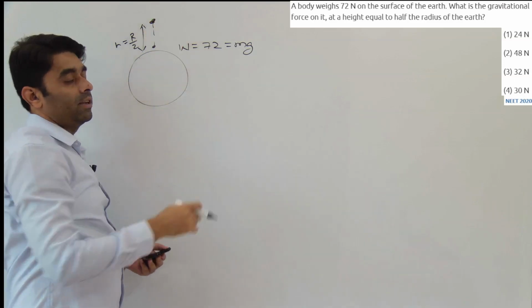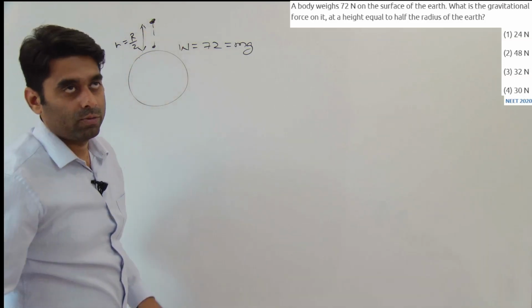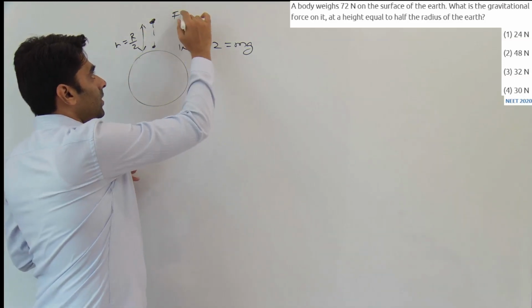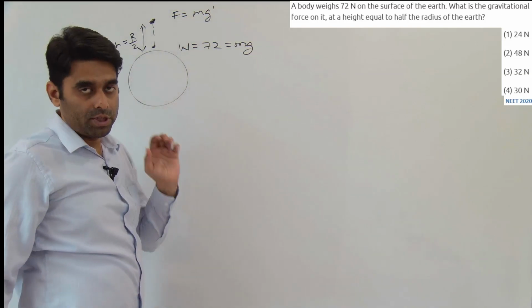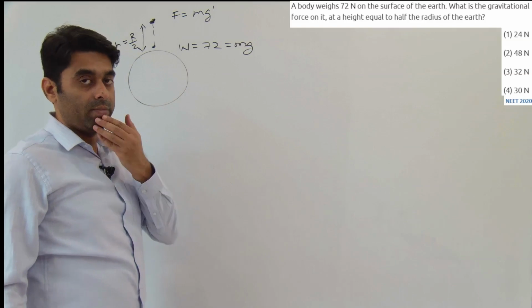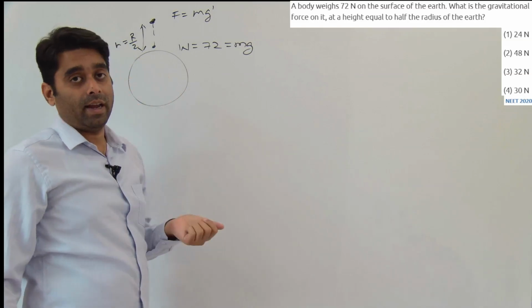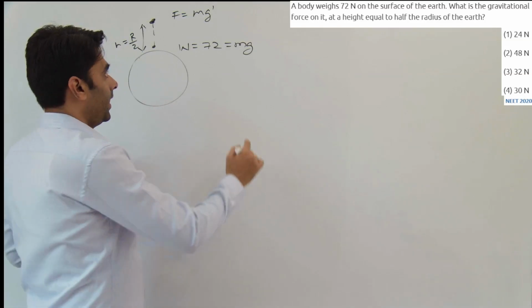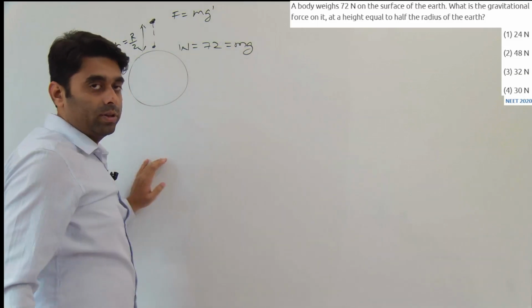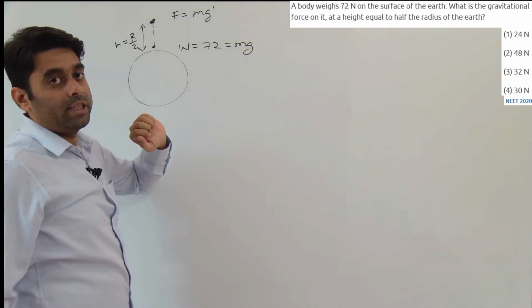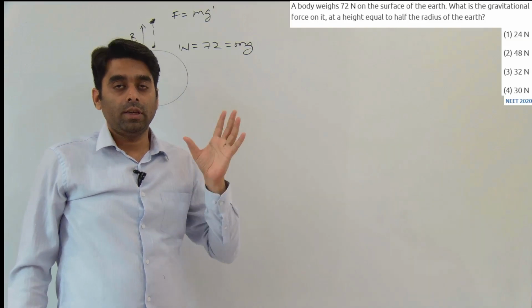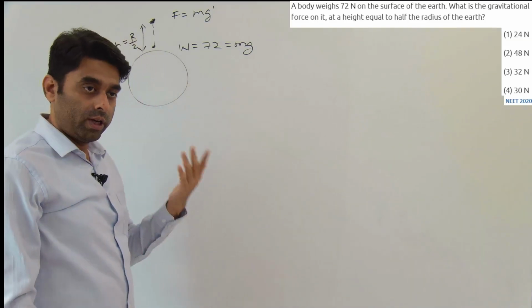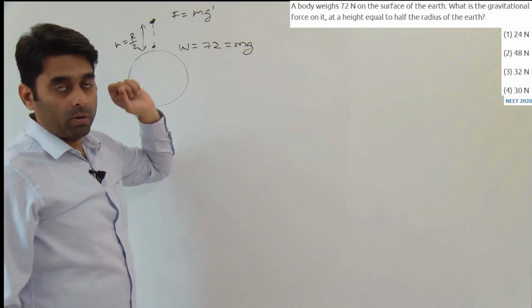What is the gravitational force? Gravitational force is nothing but m into g dash. g will change at height h. So we want to find out mg dash. If somehow we can calculate g dash, that is, this question is from variation of g with height.